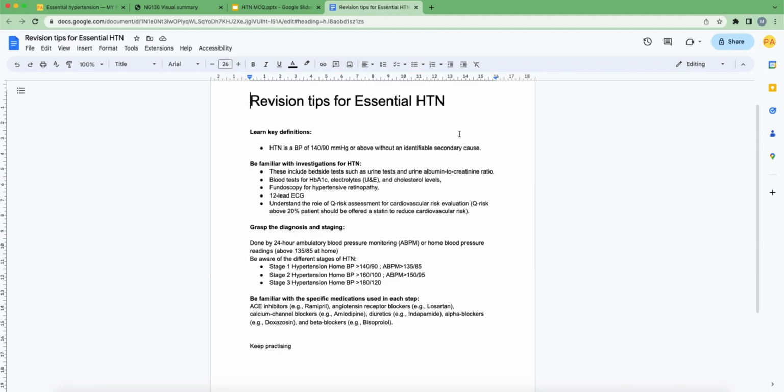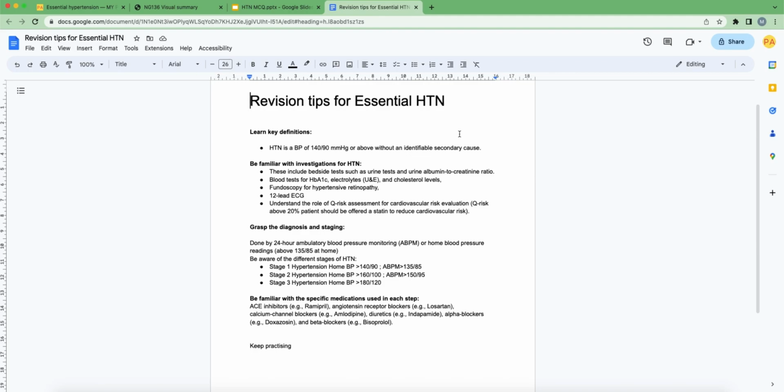So the key definition is always know 140/90 is a definition for the diagnosis. On top of that, you need to know that it is high blood pressure of 140/90 without an identifiable secondary cause. Okay, so another tip, I want you to be familiar with the investigation for hypertension.